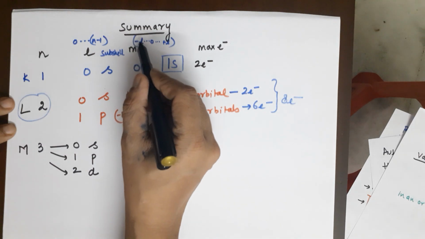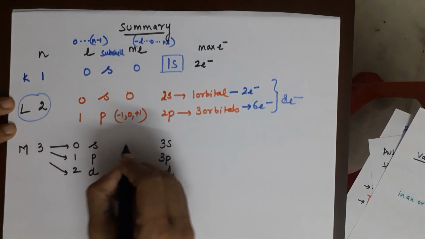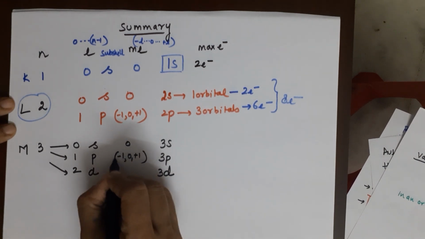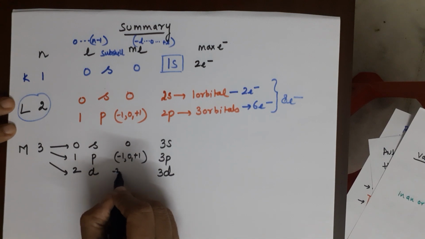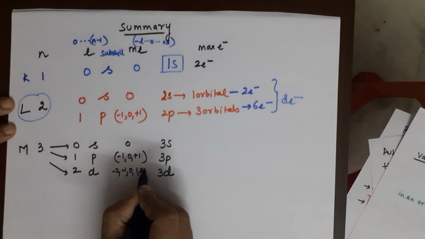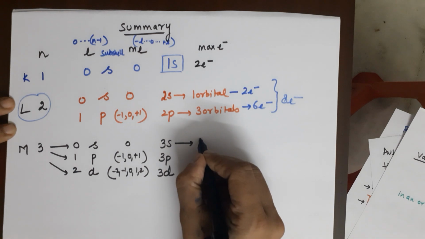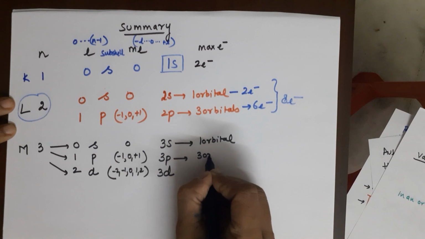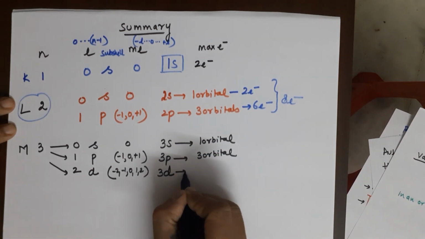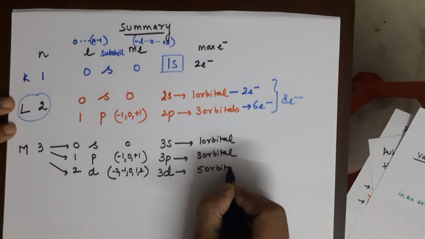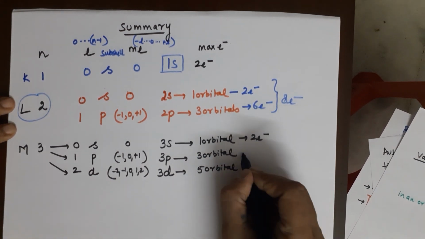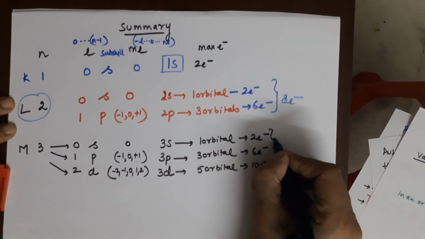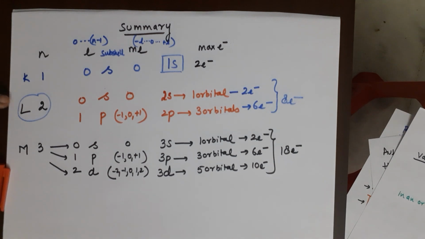Now the ml values can be minus l, 0 to plus l. So if the l value is 0, this value would only be 0. If it is 1, that is minus 1, 0 and plus 1. So you have 3 orbitals. If l is 2, it is minus 2, minus 1, 0, 1 and 2, so 5 orbitals. So 3s would have only 1 orbital always since it is an s. 3p would have 3 orbitals since it is a p. 3d would have 5 orbitals since it is a d subshell. This would have 2 electrons, this would have 6 electrons and this would have 10 electrons. The total comes out to be 18 electrons. Is that fine?